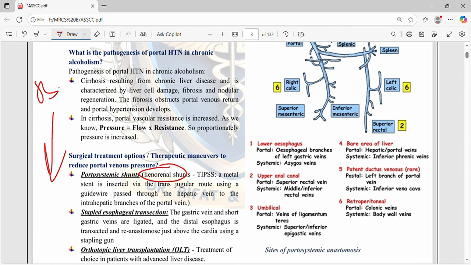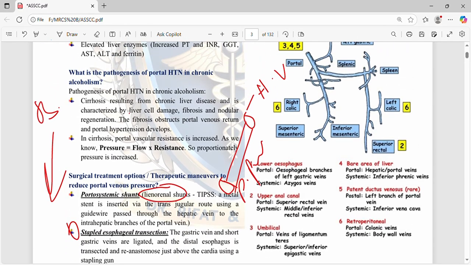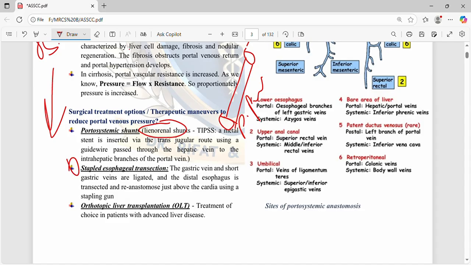In TIPS, a metallic stent is inserted through the transjugular route using a guide wire passed through the hepatic vein to the intrahepatic branches of the portal vein. So you directly connect the portal vein to the hepatic veins. Then staple esophageal transection: the gastric veins and short gastric veins are ligated, and the distal esophagus is transected, and re-anastomosis is done just over the cardia using a stapler gun. So here we have orthotopic liver transplantation, which is the definitive treatment.